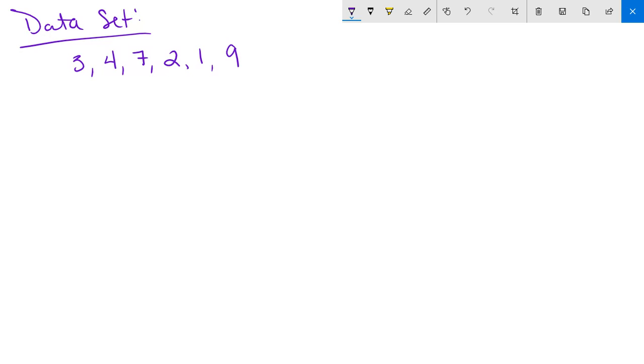First thing I'm going to do before I do anything else, just to make my life easier all the way around, is I'm going to go ahead and put that data now in order from least to greatest. Because these numbers in random order like this really doesn't help me with anything at all. Okay, so I'm just going to number it least to greatest. So 1, 2, 3, 4, 7, and 9.